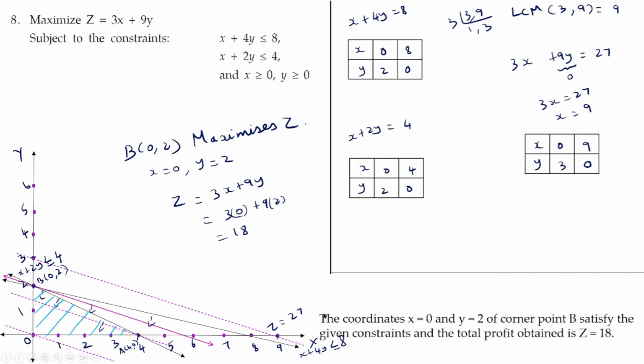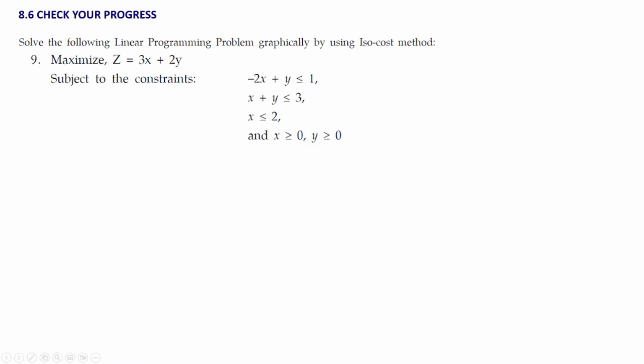So here we have the result. The coordinates x is equal to 0 and y equal to 2 of corner point B satisfy the given constraints, and the total profit obtained is z is equal to 18. So this is the optimal solution and the maximum value of z.